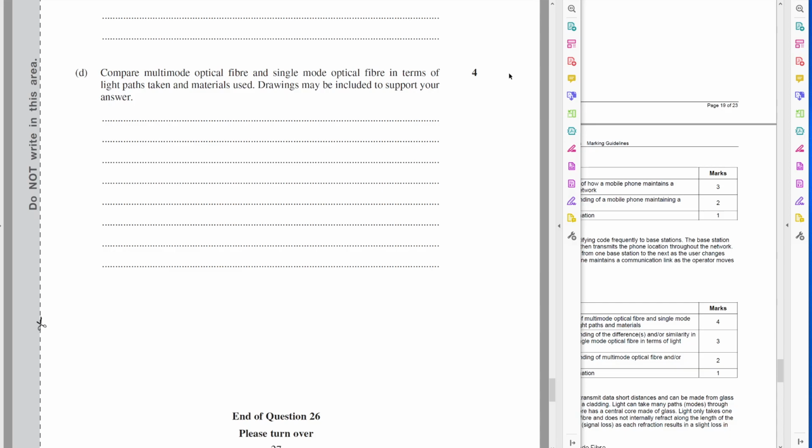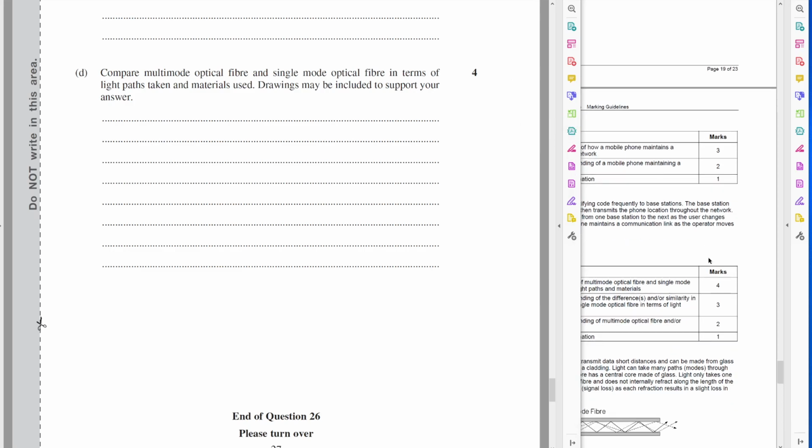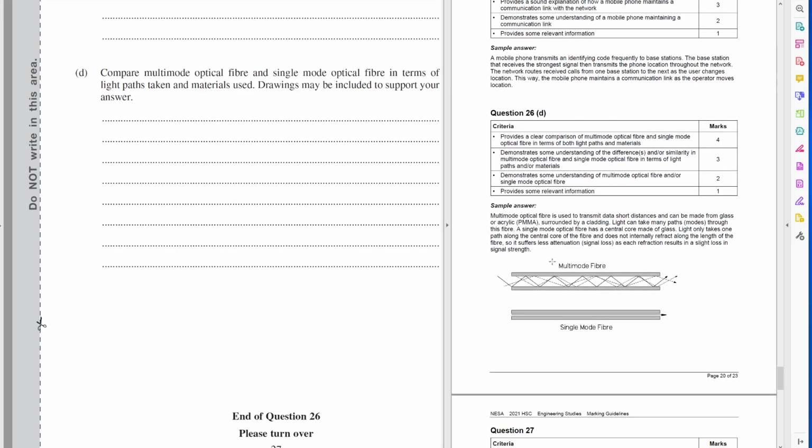Now they asked for drawings. It says drawings may be included in your answer. So for single mode, you just draw the optical fiber in section, and you just draw an arrow, right? And then for multi-mode, you're drawing a whole bunch of curves overlapping. So let's have a look at what they did. There we go. Okay, multi-mode. I would have done it as curves. I think stepped versus graded index is the difference.